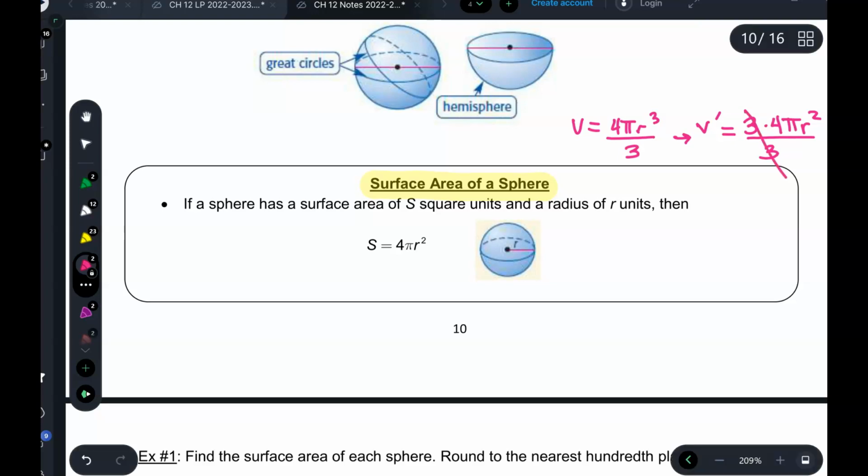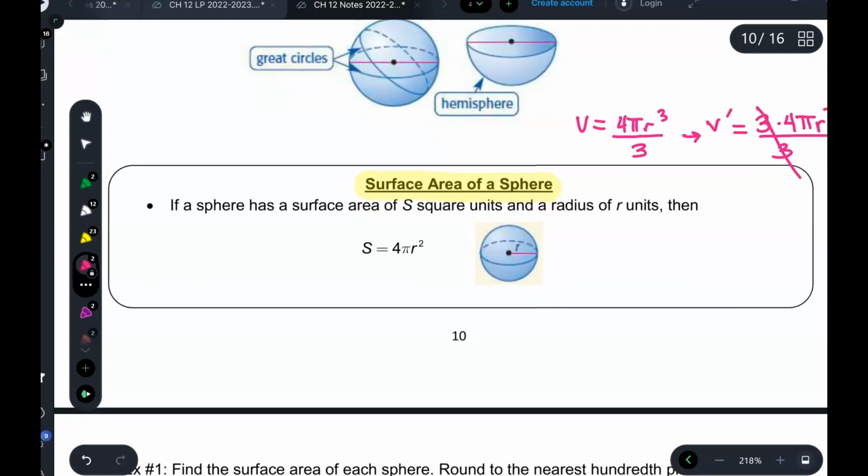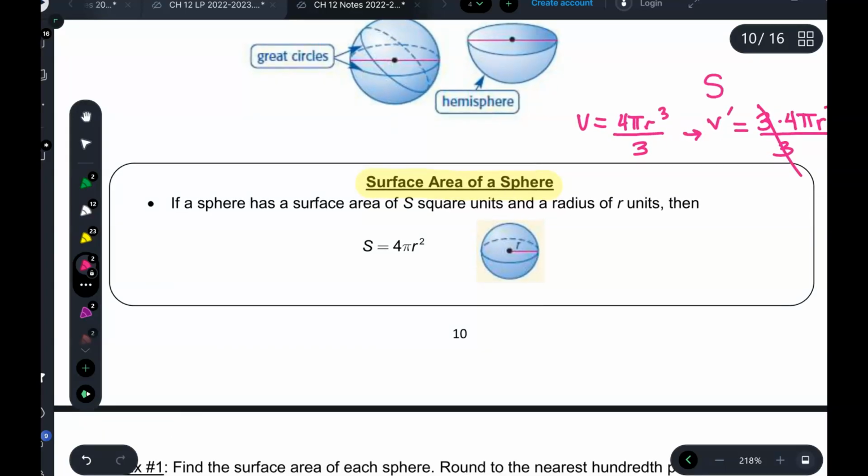So the derivative of the volume is equal to the surface area. Working backwards, that's why it works. I can explain more to you later. Okay, let's get back.